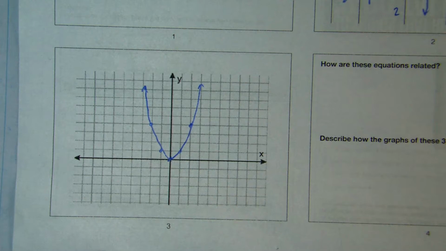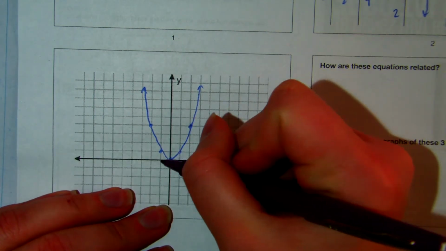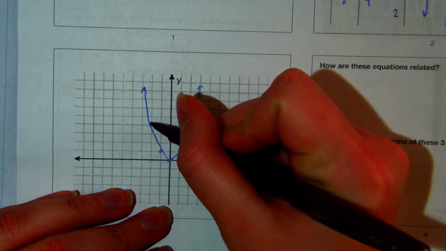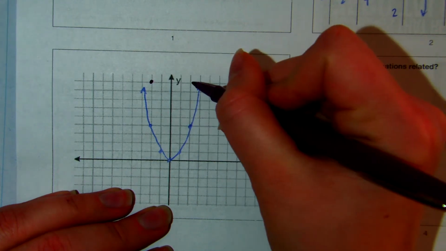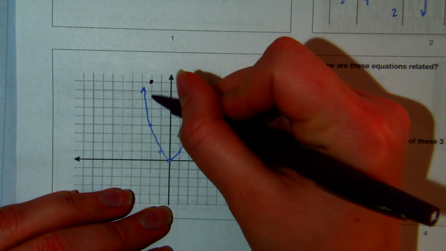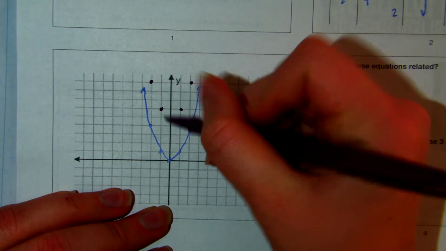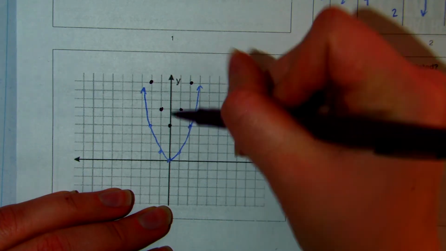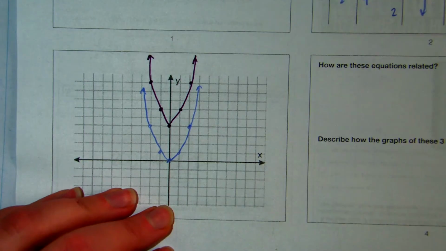The next one, x squared plus 5, is -2, 9. 1, 2, 3, 4, 5, 6, 7, 8, 9. So same thing on the other side. -1, 6. 8, 7, 6. And then 0, 5. So it looks the same shape as x squared, but had a plus 5 attached to it.